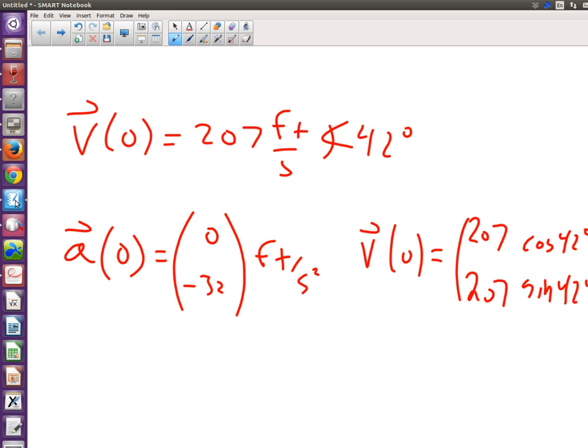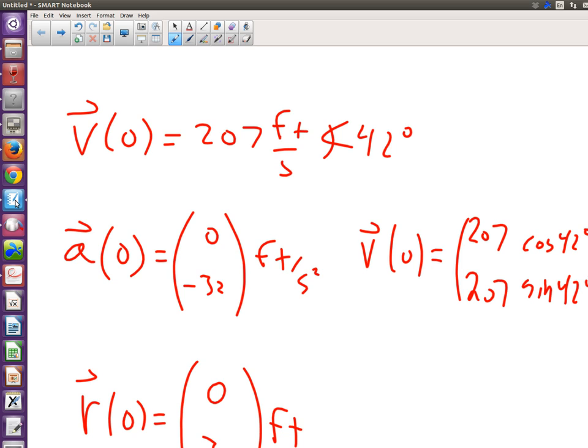And what's your initial position? I'll call that r of 0. Where are you horizontally? Let's make it easy: 0. But vertically? 3, because we're hitting the ball 3 feet off the ground. When you hit the ball with the bat, at that moment it's 3 feet off the ground. That's part A.